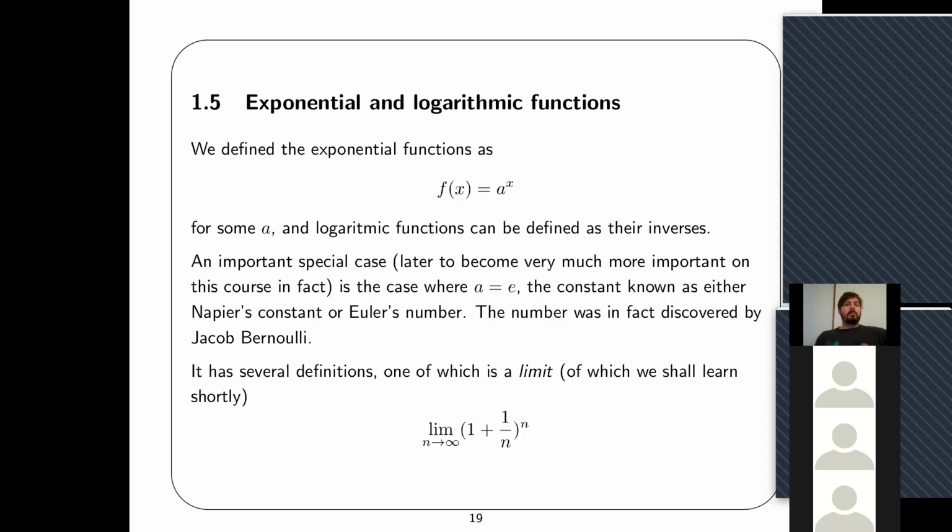And of course, you'll learn in some examples that you can transform any exponential function to exponential functions of the form e to the something times x using logarithms.